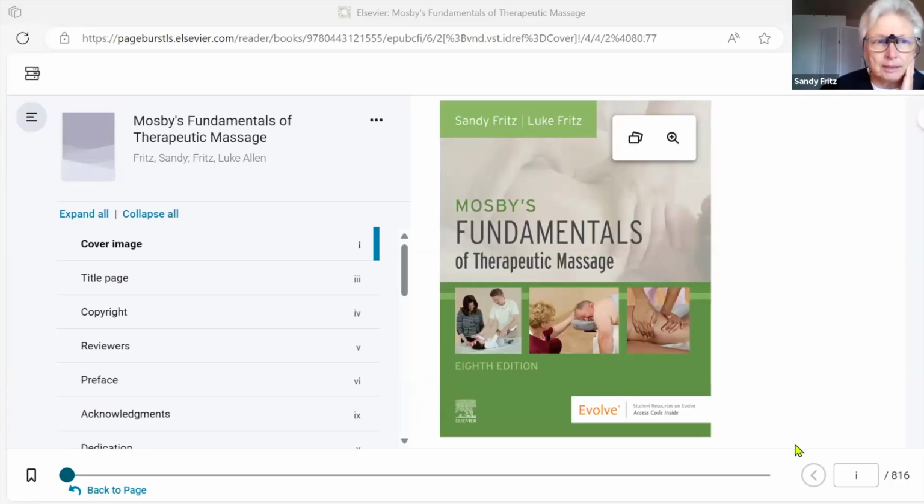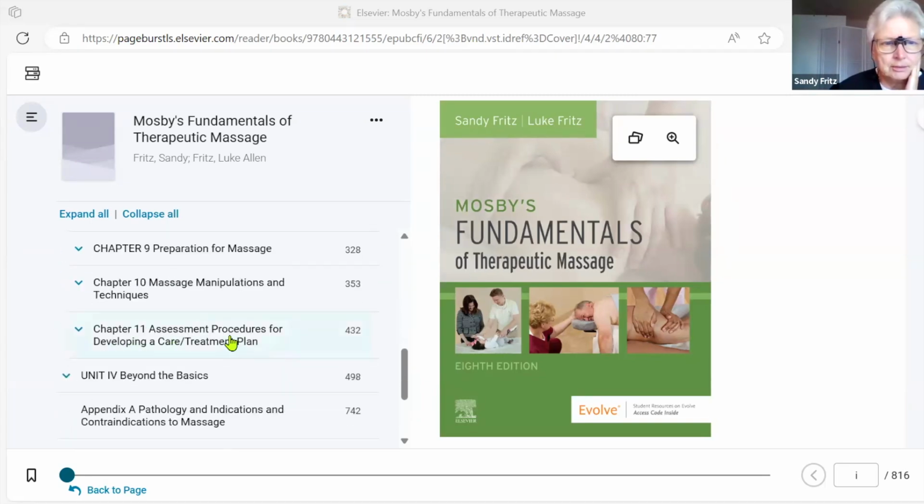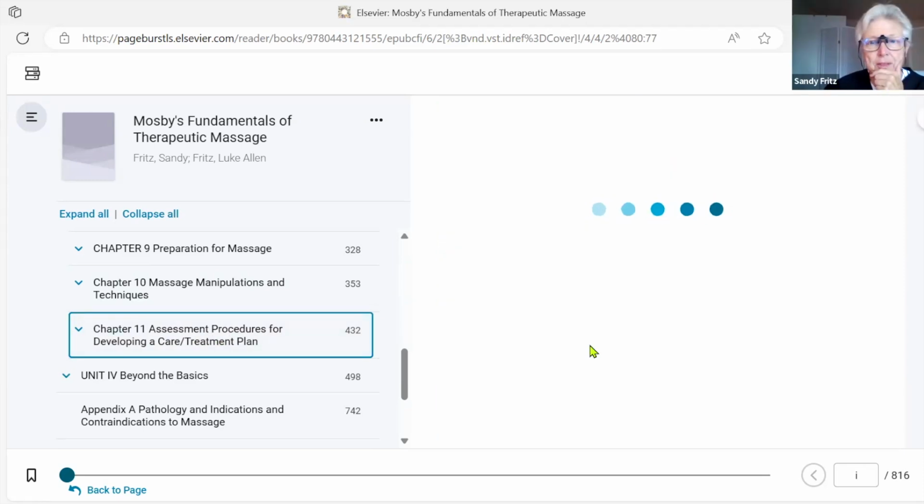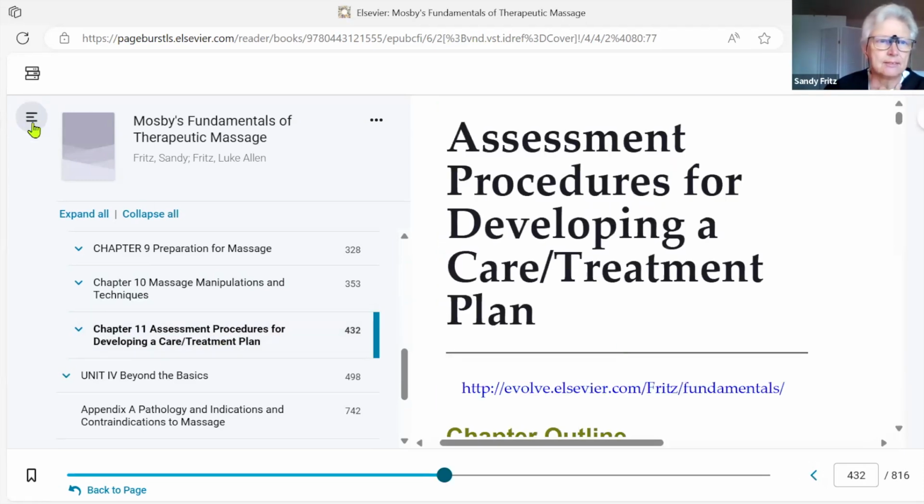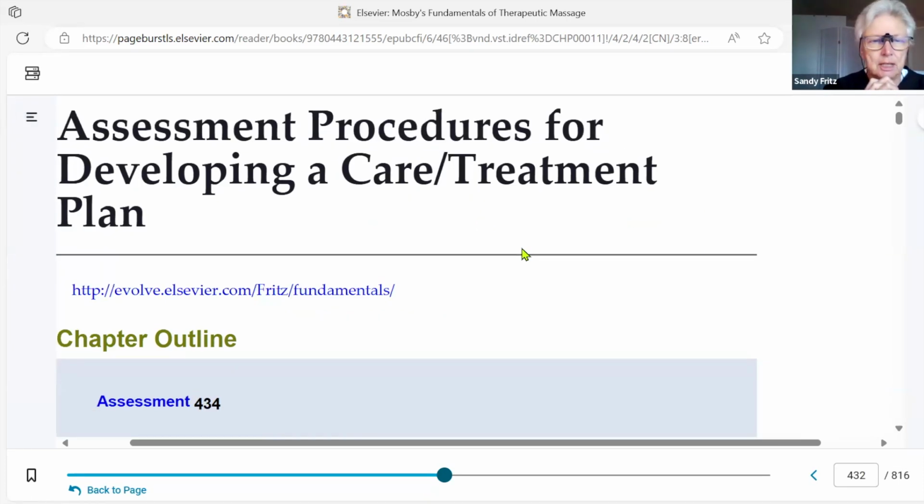So here we go. Share screen. All right, chapter 11. All the way down here. Look at that. So you've been doing all of your chapter tests. You've been using your Evolve site. You've taken advantage of the YouTube channel and all of the various demonstrations. You've looked at the various videos that accompany each one of these chapters on the Evolve site. You've been practicing. Excellent. So here we go.